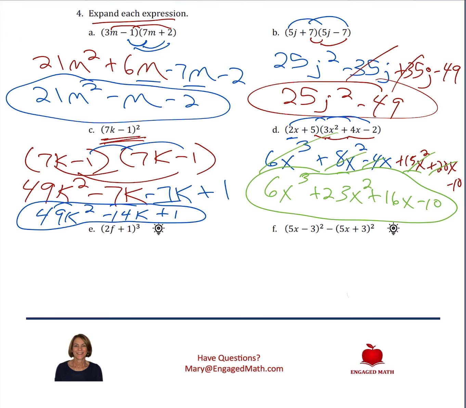Okay, this is a light bulb problem, and it's a light bulb problem for E. The reason it's a light bulb problem is because it is being raised to the third power. So we have a lot of work to do with that one. So let's just write it out 3 times.